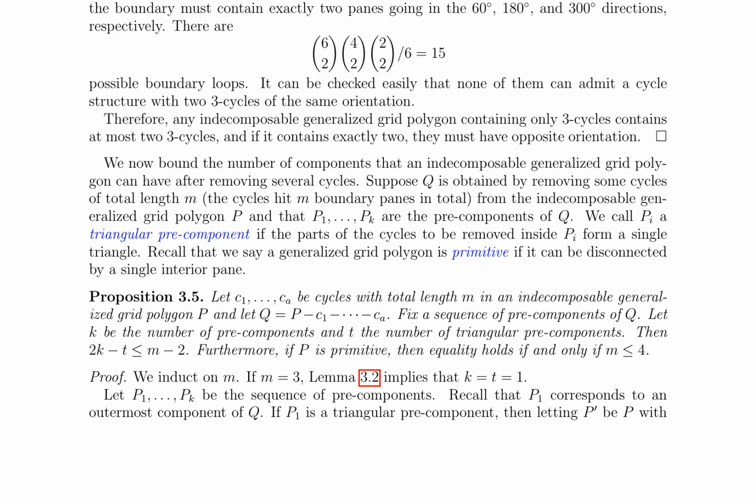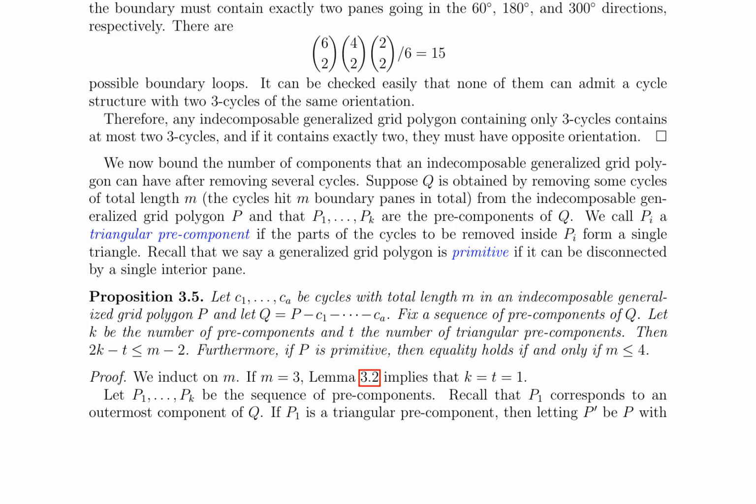They introduce proposition 3.5, which states that if Q is obtained by removing cycles of total length m from an indecomposable generalized grid polygon P, and P1, Pk are the precomponents of Q, then 2k plus t is less than or equal to m over 2, where t is the number of triangular precomponents. Furthermore, if P is primitive, then equality holds if and only if m is less than or equal to 4.